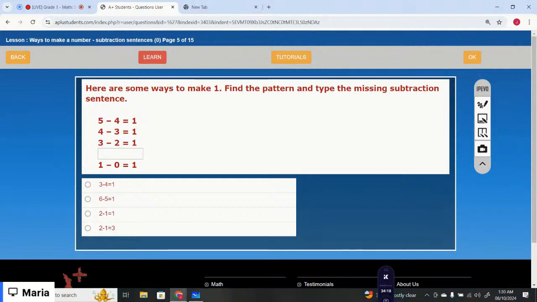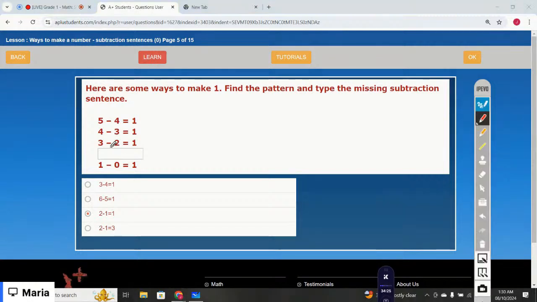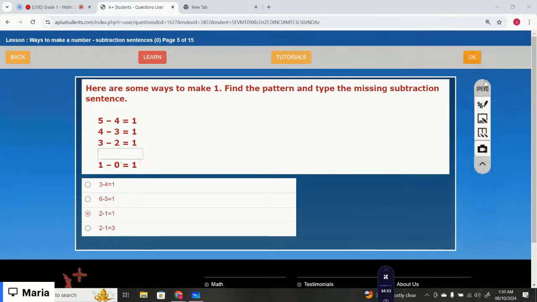That is 2 take away 1 is 1. Option number 3 is the correct option, right? Because between 3 and 1 you have 2 here, and between 2 and 0 you must have 1. So that is 2 take away 1 is 1. Option number 2 is the correct option. Option number C is the correct option.